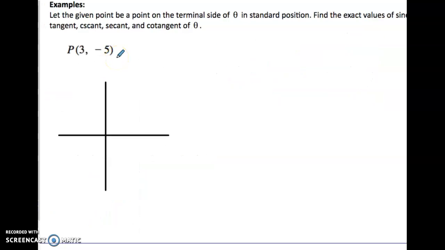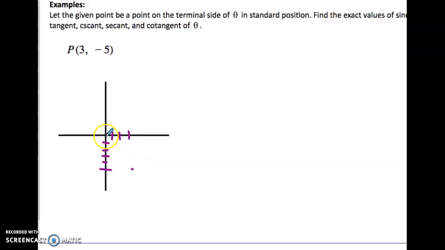Next one, here's another example. Let the given points be a point on the terminal side of theta in standard position. Find the exact values of sine, cosine, and so on. So I'm going to draw the points in first. So the points are positive 3, negative 5. So the point is right there.